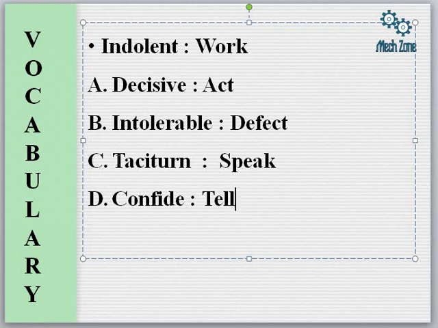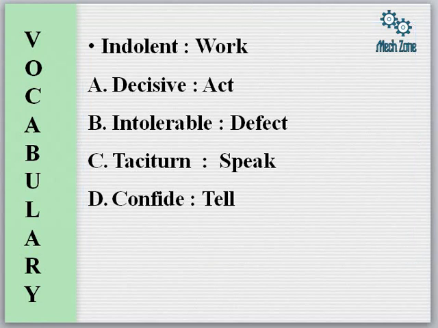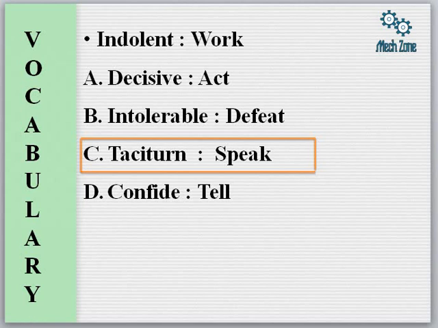So the correct answer becomes taciturn is to speak. Taciturn means inclined to silence, someone who is very silent. And speak means someone who is revealing those words or someone who is not silent. So here in this particular option, we see that these are two antonyms of each other, and hence the answer to this question becomes option C, that is taciturn is to speak.